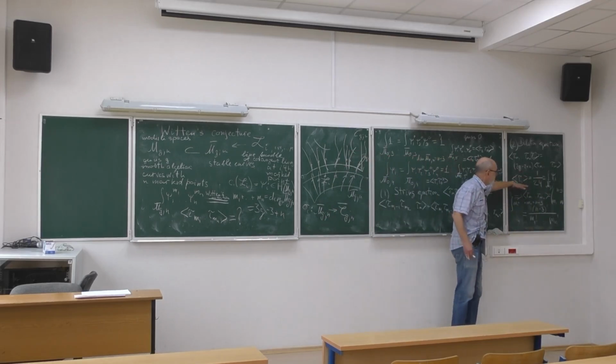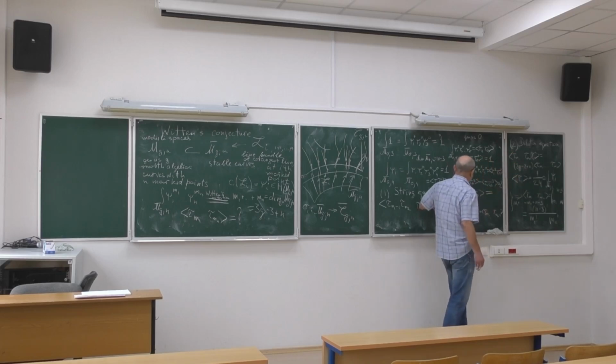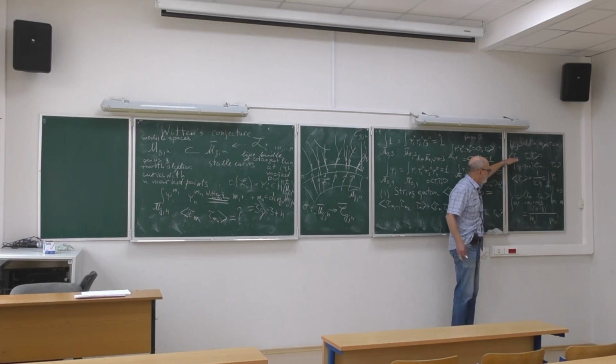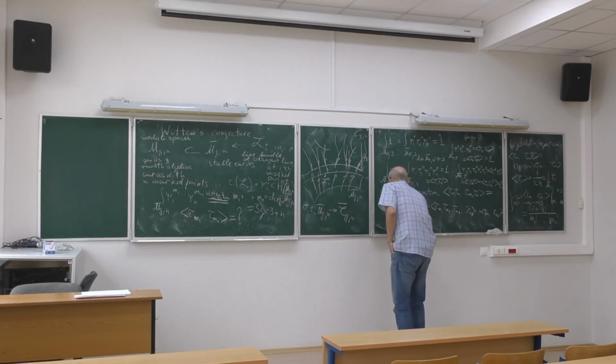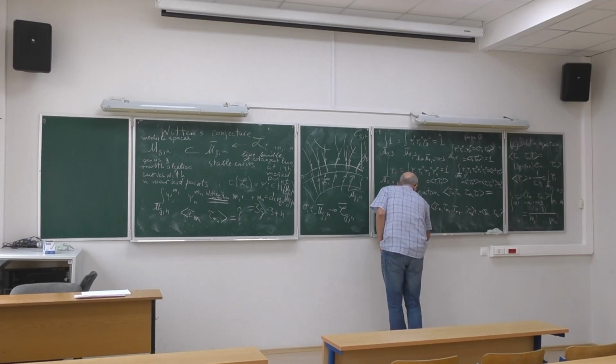Knowing this intersection index, knowing the string and the dilaton equation, we are able to compute explicitly all the intersection indices in genus 1. All intersection indices. Why is this the case?